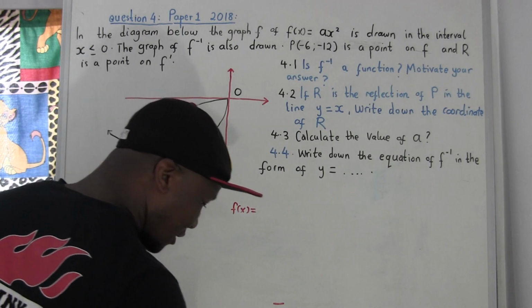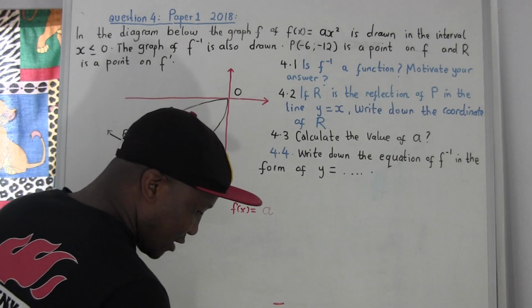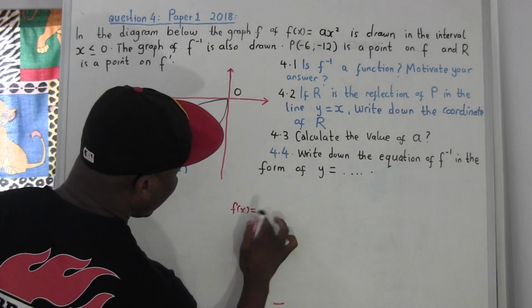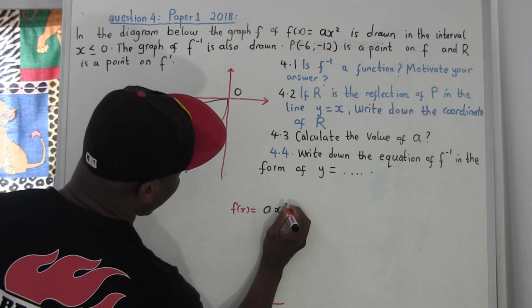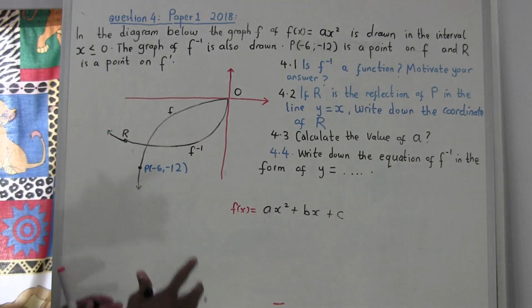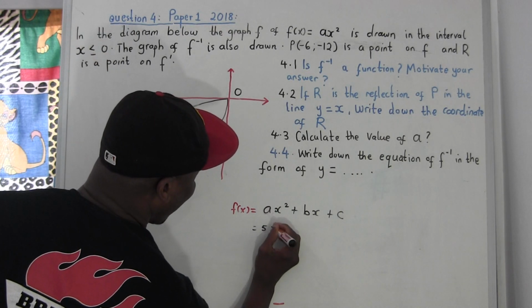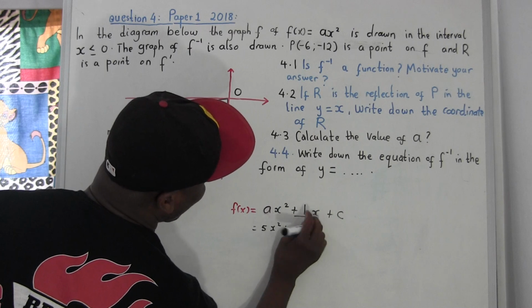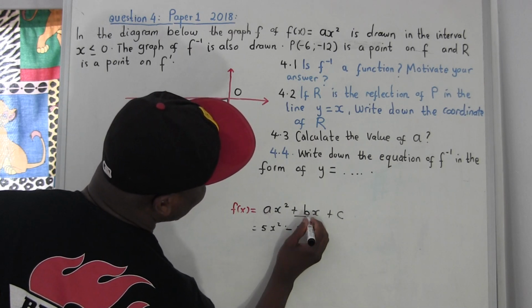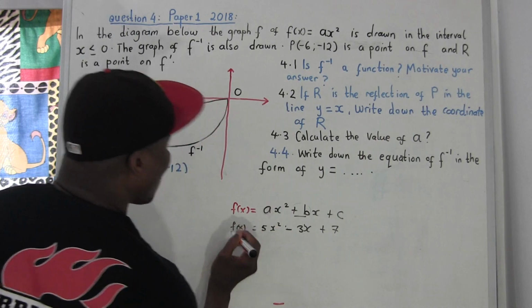Let's say they give you ax squared plus bx plus c, which is a quadratic equation. a could be any number, let's say 5x squared. b could be any number, let's say -3, and c here can be 7, which means our function is quadratic.